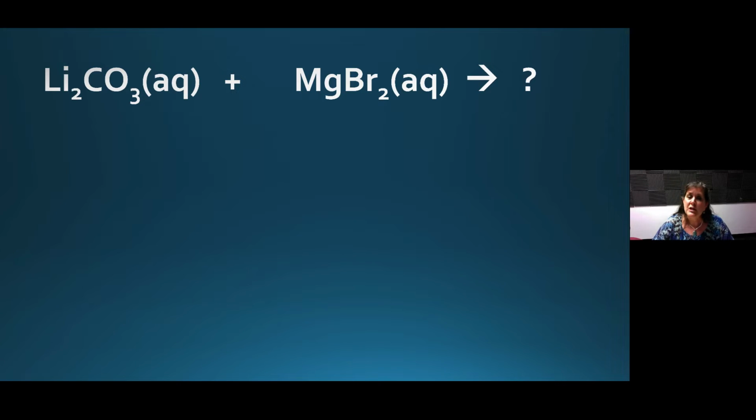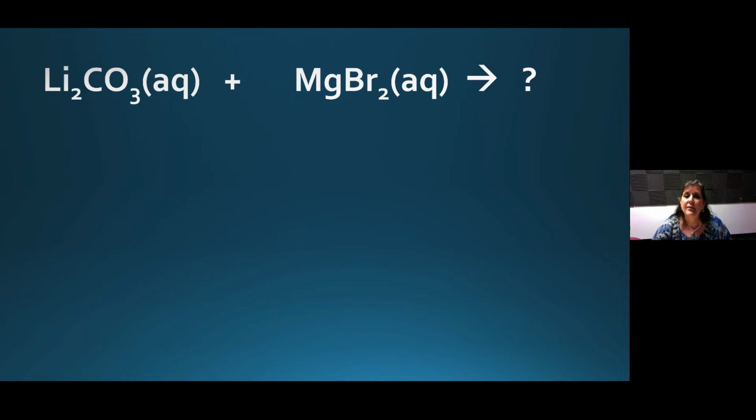Then we have Mg, which is a +2. CO3 is a polyatomic ion. Let's look up its charge. It's a -2. Wow. Mg is a +2, CO3 is a -2. 2 minus 2 is 0. So MgCO3 is the other product.